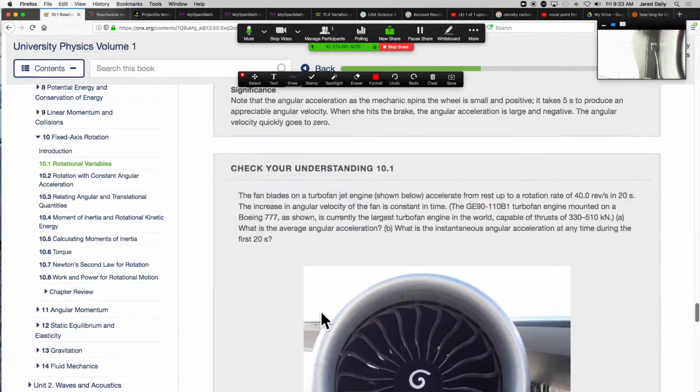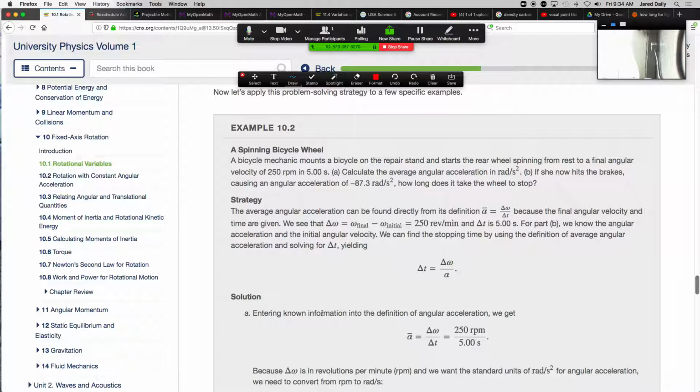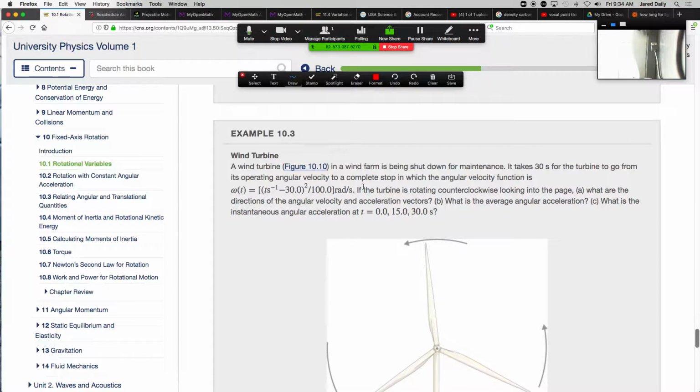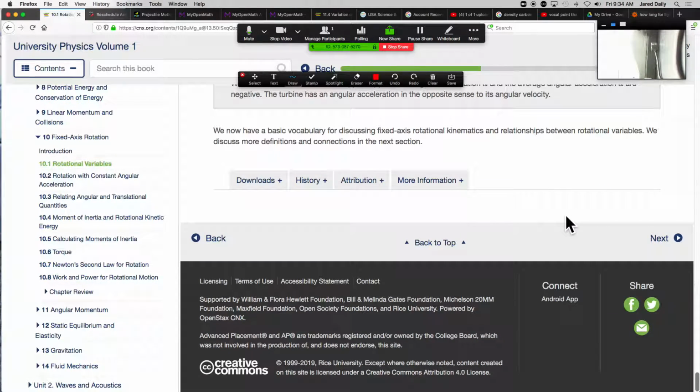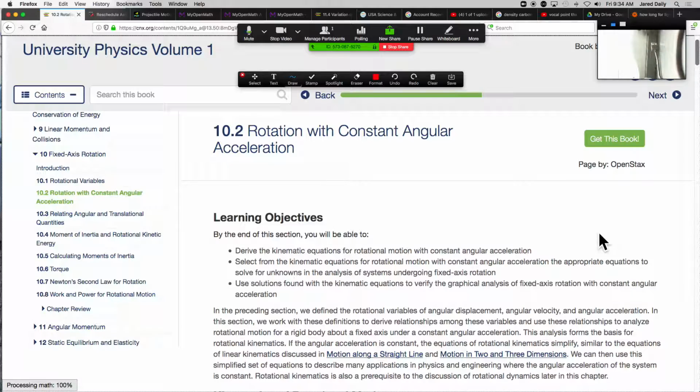So let's do another example really quick. Here we have a bicycle wheel. They put a bike on the repair stand and they start the rear wheel spinning from rest to some final angular velocity of 250 RPM, and it takes them 5 seconds to do it. Now, here they're actually starting us into kinematics, but they haven't actually told us what the kinematics of rotational things are. So before we do that example, we're going to change gears a little bit and go to section 2.